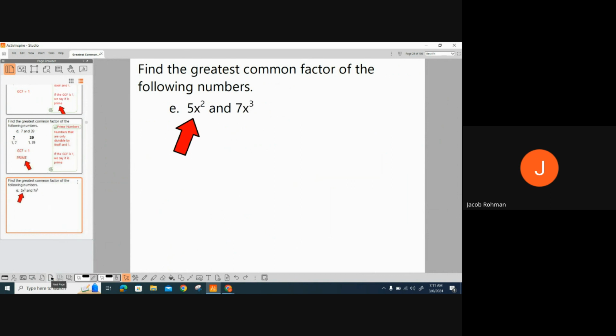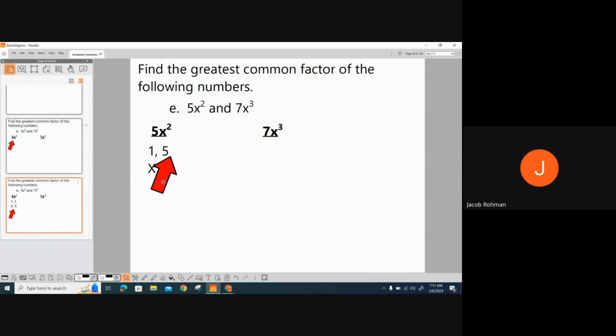Now letter E, we're going to treat the numbers and the variables as separate. So let's go ahead and list the factors of each. For 5, you'd have 1 times 5, so that's a prime number. And then x squared, you'd say x times x. And then for the 7x cubed, we'd say 1 times 7, which is also a prime number. And then x cubed, you'd say x times x times x. So since both terms share 2 x's, we would say the GCF is x squared.